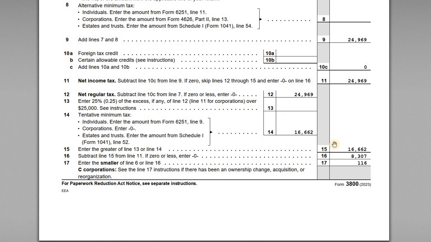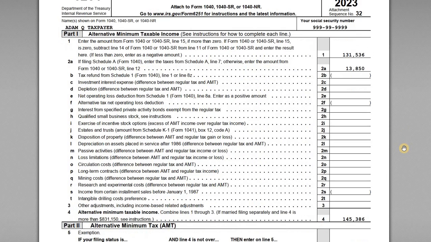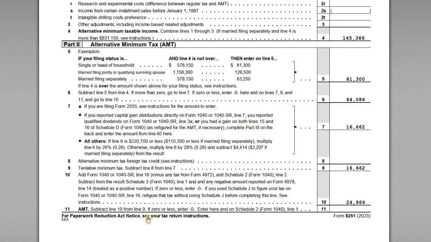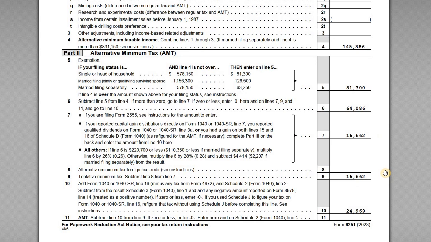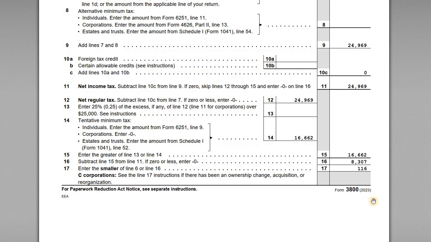Now the tentative minimum tax, so our AMT, $16,662. You can get this value from your 6251. So 6251 needs to be completed for AMT purposes. If we scroll down here to the bottom, we can see ultimately on line 11, we don't have any AMT amount, but you can use this to complete row 9, where you figure out what your tentative minimum tax is. I won't go into the AMT form in too much detail, but that's where we're pulling the 16,662 for the tentative minimum tax. So line 16, we subtract 15 from line 11, and we're left with $8,307.